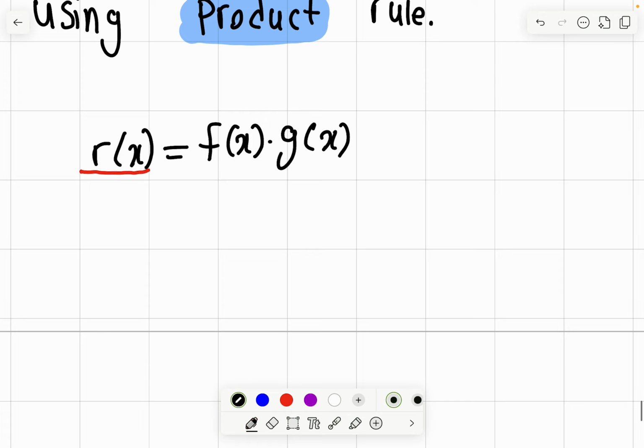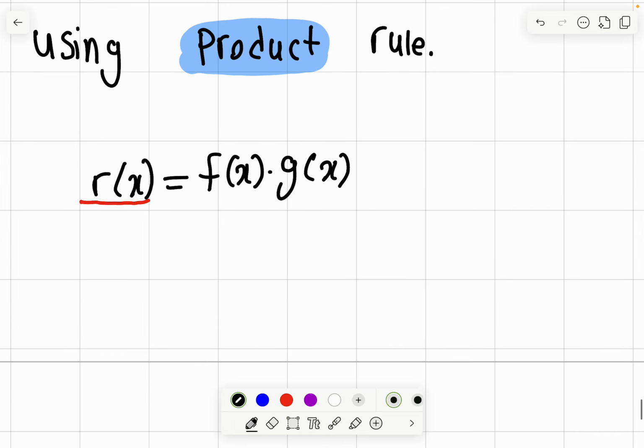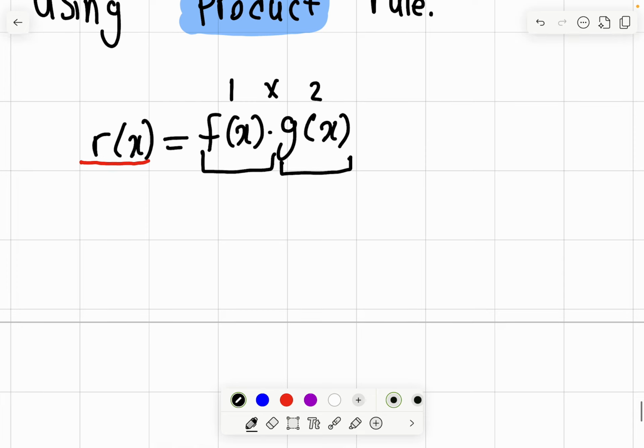For you to find the derivative of that function, let's say we have a product. The word product rule means you have two functions, number one and number two, multiplied together. We use the product rule to differentiate that. To represent the derivative, you must say r prime of x, because you are differentiating with respect to x.